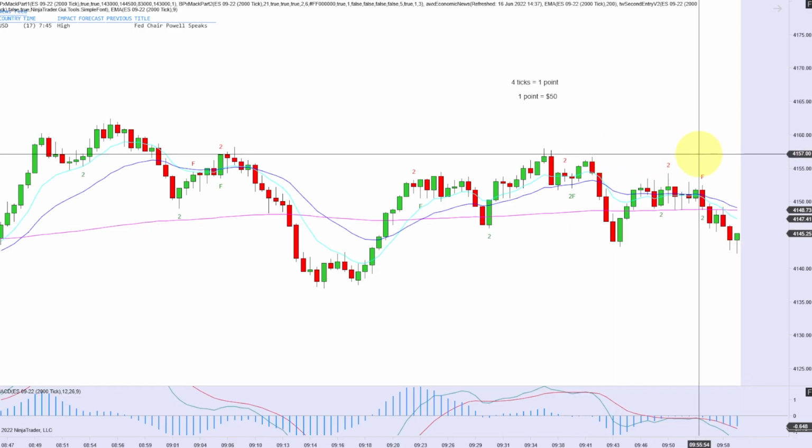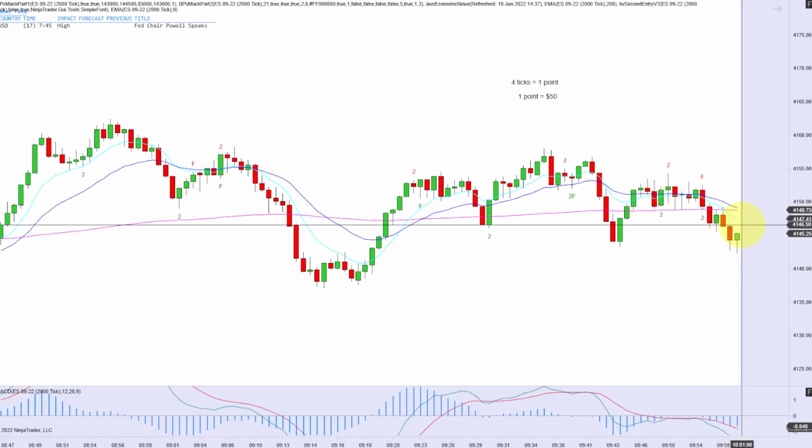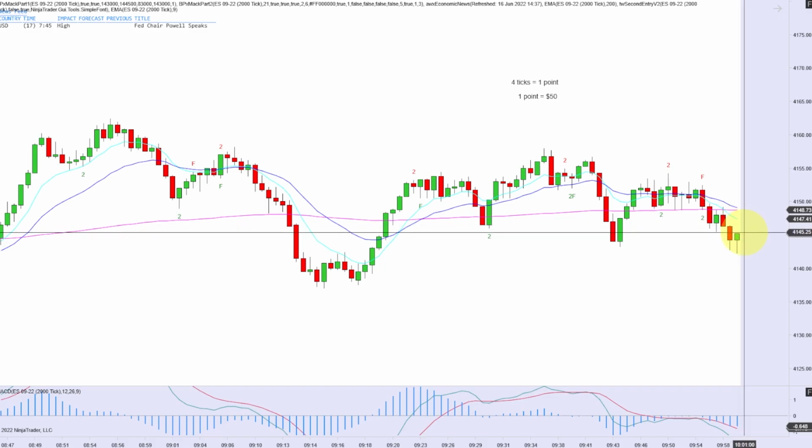Now, on the other hand, if you enter the market and the market goes against your desired direction 1 point and you're trading one contract, you've now lost $50. If you're trading two contracts, the market does not go in your favor, it goes against you, you've now lost $100.